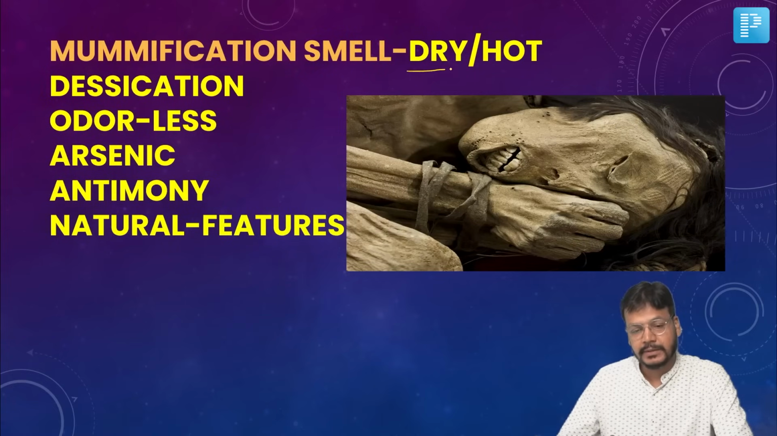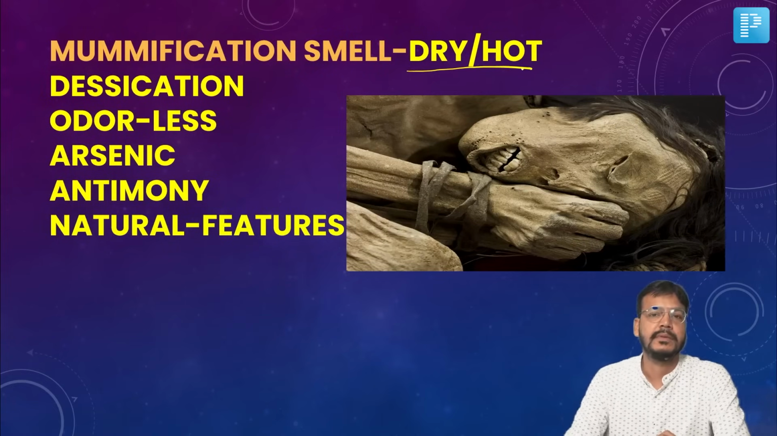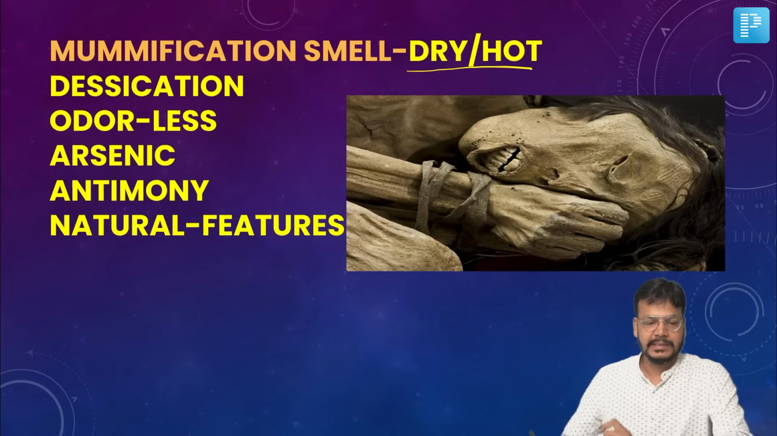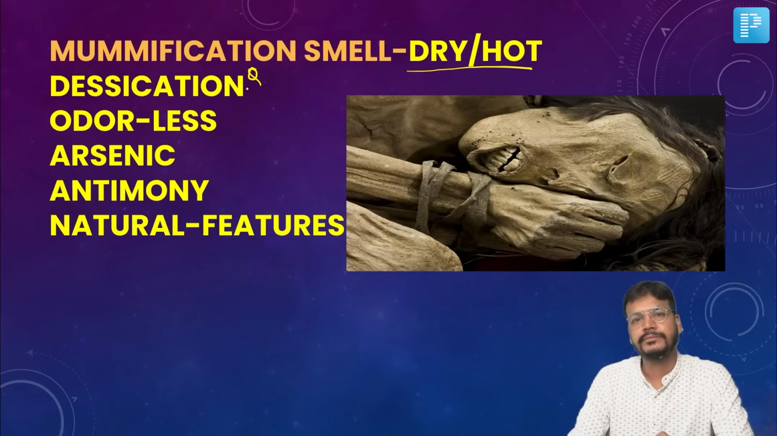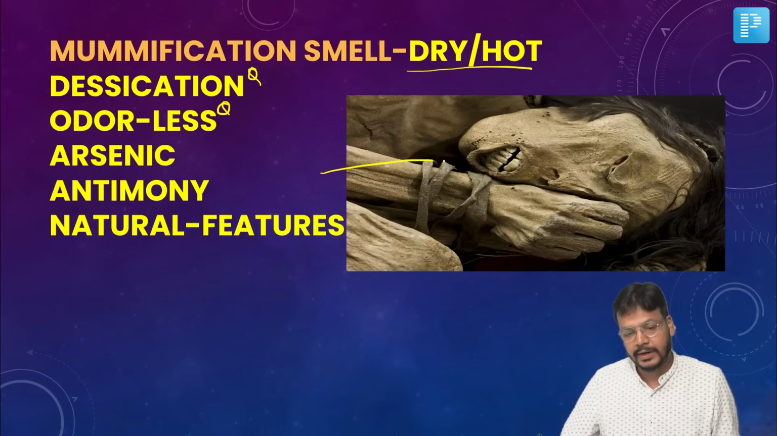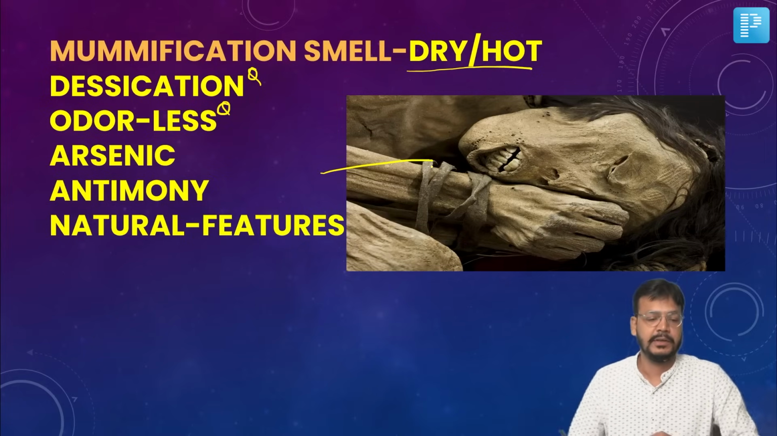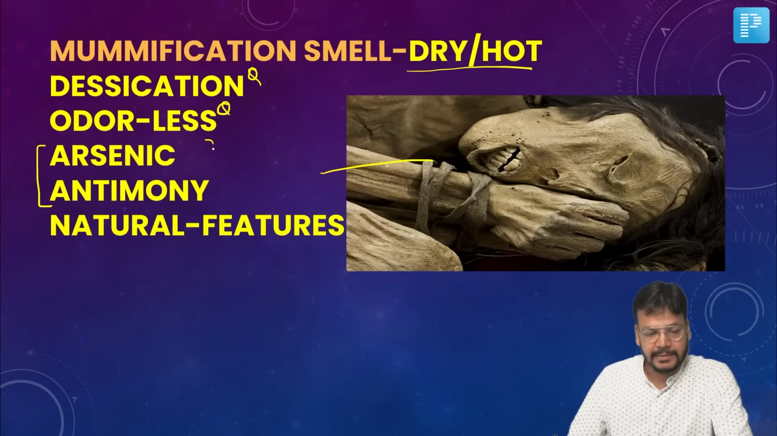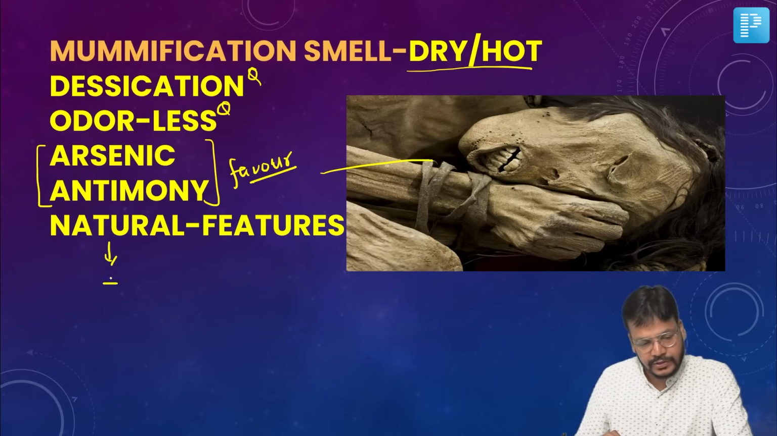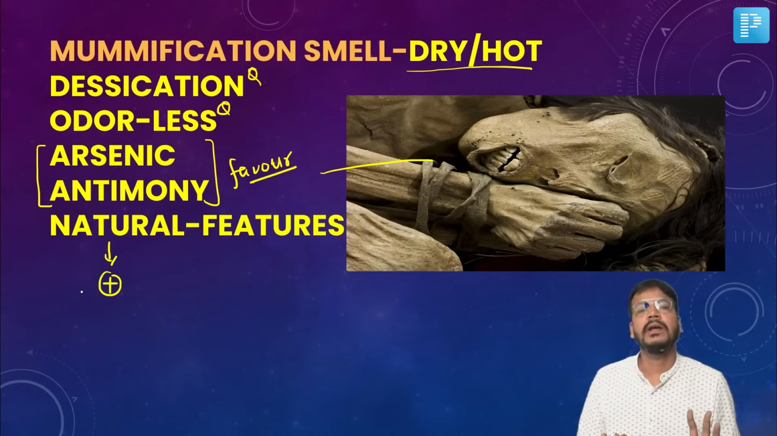Mummification is in dry and hot climate. Mummification: adipocere था warm और humid में, it is in dry and hot climate. Sir, it is also known as desiccation. The smell is odorless. वहां पे ammoniacal, यहाँ पे odorless. You can see the body is dehydrated. This is mummification. Sir, arsenic and antimony favor mummification. So if you had a question, what favors mummification? Arsenic and antimony. Sir, natural features of the body in mummification are preserved. What is the meaning of positive? These are preserved.